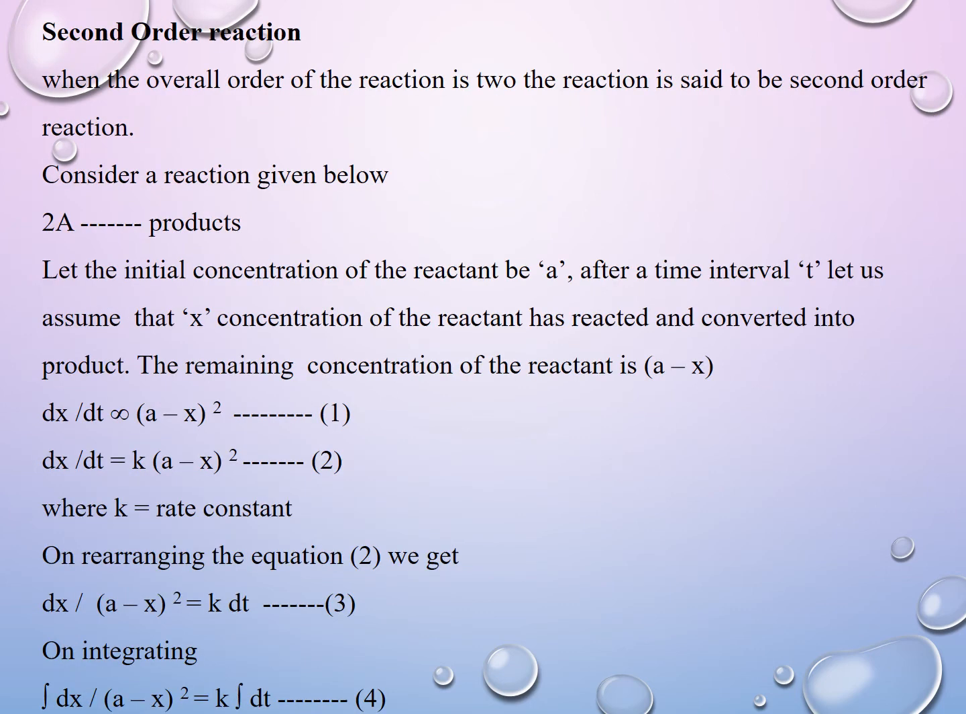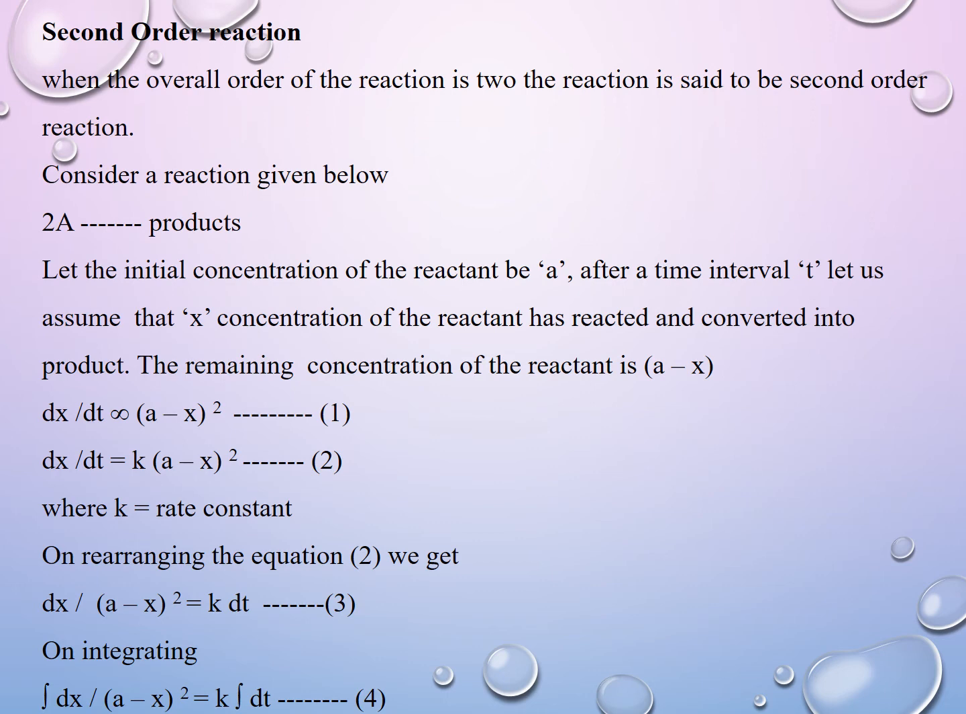Now we are moving on to the second order reaction. When the overall order of the reaction is 2, the reaction is said to be second order. Now consider the reaction given below, that is 2A gives product. As told previously, let the initial concentration of the reactant be a. After a time interval t, let us assume that x concentration of the reactant has reacted and converted into product. The remaining concentration of the reactant is a minus x.